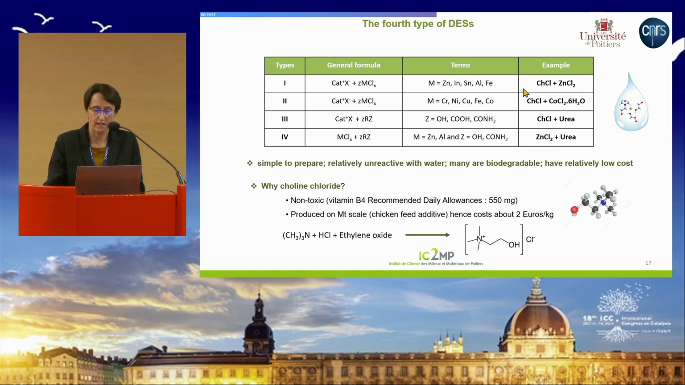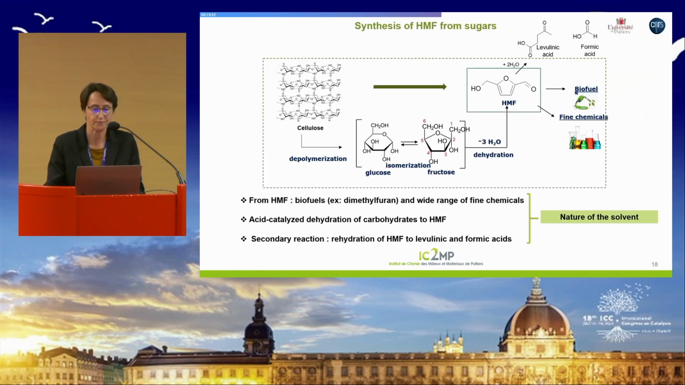You can see in the examples that I have chosen here to represent the different classes of deep eutectic solvent that in most of them we are using choline chloride. In the literature, we say it's a non-toxic compound, produced at a very large scale and so on, but up to now, the main source of choline chloride production is petroleum. So we have to be aware of that, just for your information.